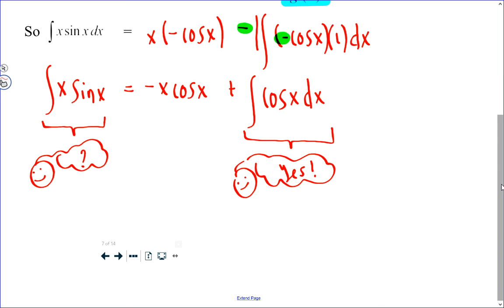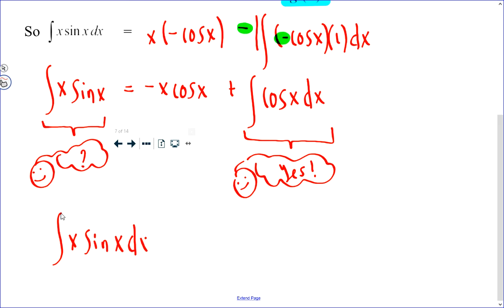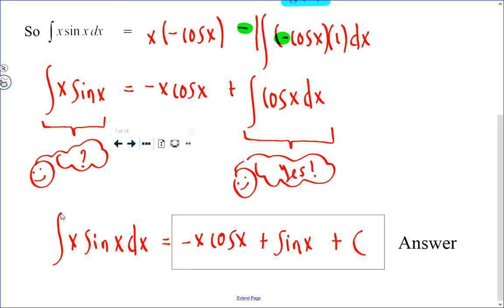So to finish this off, we have the integral of x sine x, and when we applied the formula for integration by parts, we got negative x cosine x plus the integral of cosine of x, which is sine of x. Don't forget your constant. You forget your constant next year, and your TA who's marking your papers will be taking off half a mark everywhere.